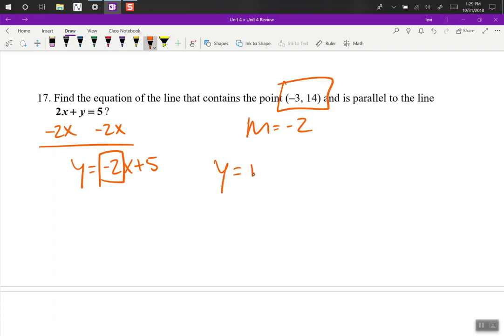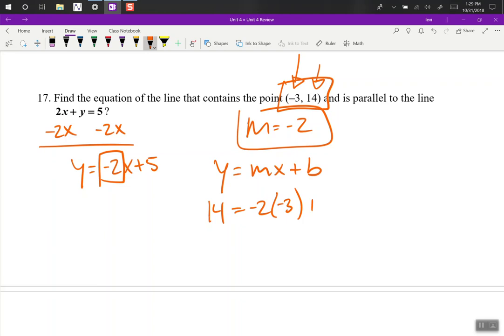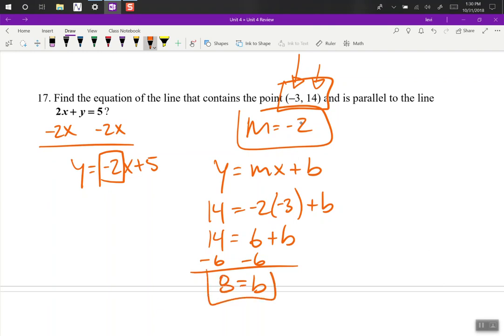So y equals mx plus b, and we're going to substitute in 14 for y. That's right here is our y value. M is negative 2 right here. X is negative 3, and we're going to solve for b. So 14 equals 6 plus b. Subtract 6, and b equals 8. So with a slope of negative 2 and a y-intercept of 8, our equation is y equals negative 2x plus 8.